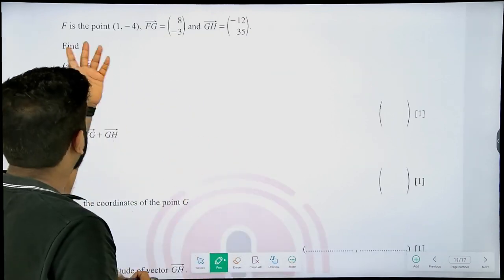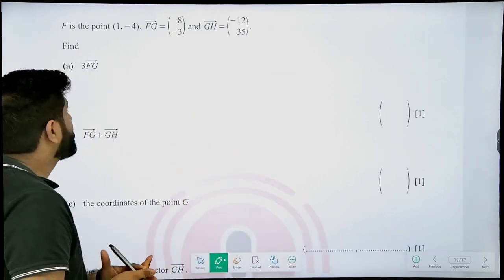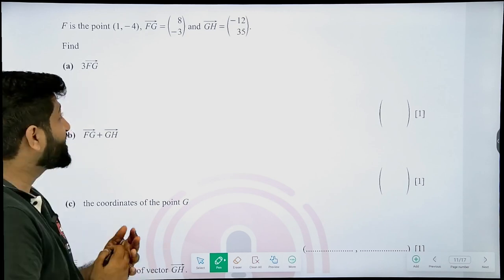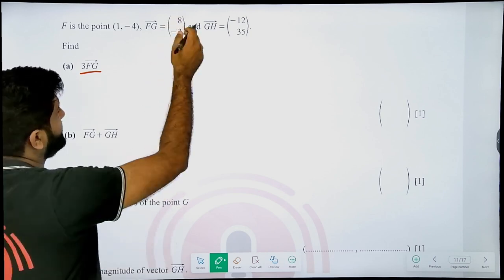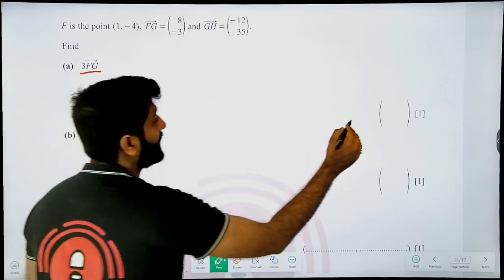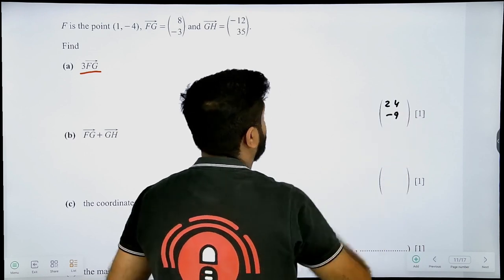F is the point (1, -4). FG is (8, -3) and GH is (-12, 35). Find 3 times FG. So 3 times FG means I'll have to multiply both x and y with 3. So you have (24, -9).